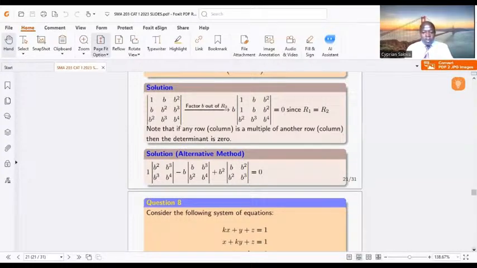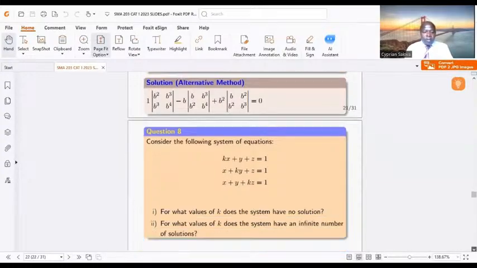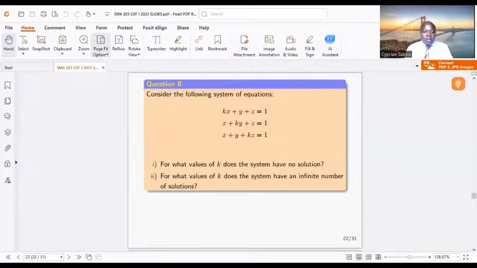Let's look at question 8. Consider the following system of equations. For what value of k does the system have no solution? And for what value of k does the system have an infinite number of solutions?